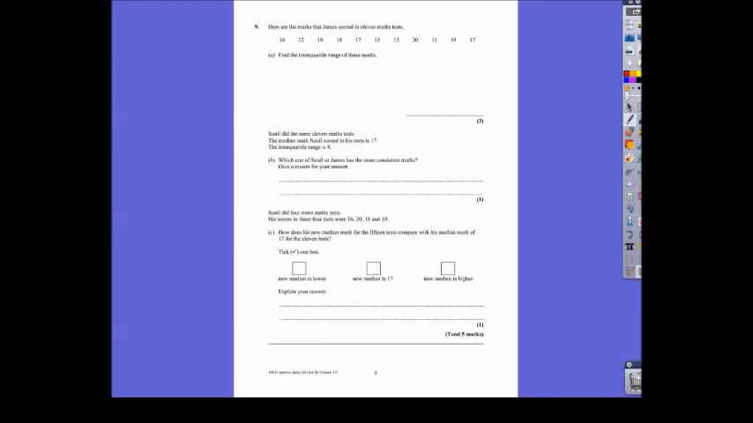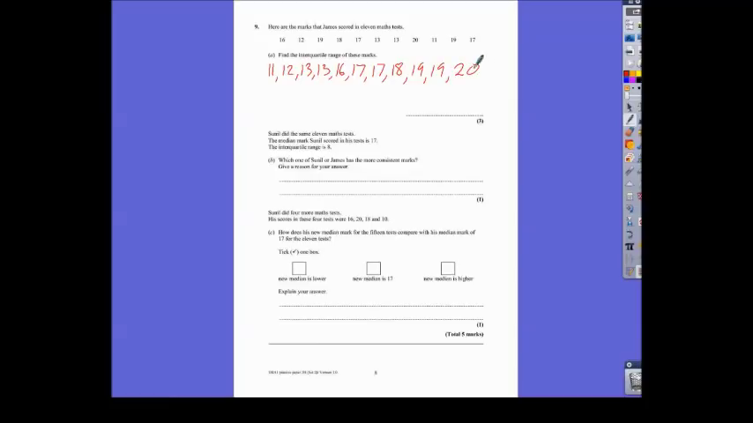Question 9. Here are the marks that James scored for 11 maths tests. Find the interquartile range. You'll notice first of all these are not in order, so I'm going to put these in order. The smallest number would be 11, then 12, then there are two 13s. The best way is just to cross these off as you go. A 16, two 17s, an 18, two 19s, and a 20. Just cross them off as you go.